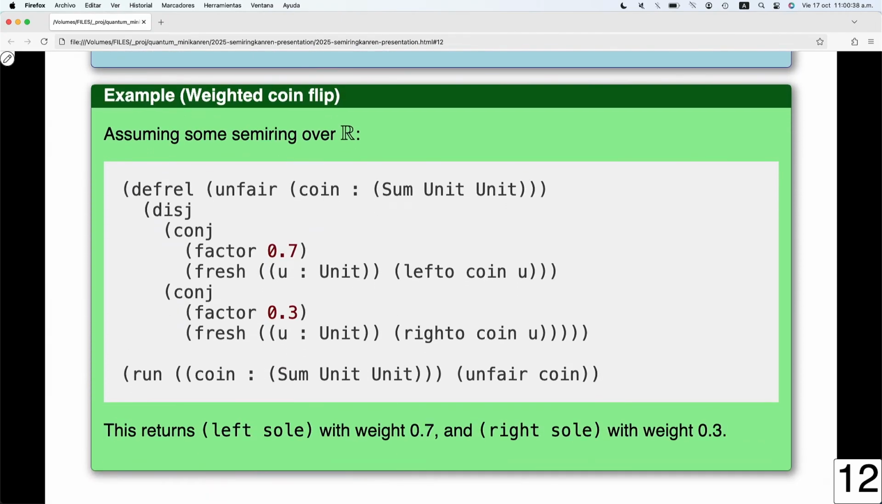All right, so we can do a weighted coin flip. For each of the left and right cases, we can conjoin factors. So here we have left occurring with weight 0.7 and right occurring with weight 0.3.